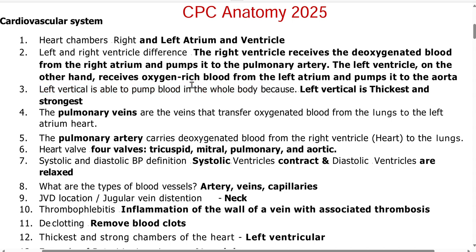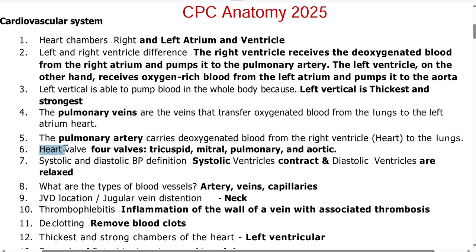3. The left ventricle is able to pump blood to the whole body because the left ventricle is the thickest and strongest. 4. The pulmonary veins are the veins that transfer oxygenated blood from the lungs to the left atrium of the heart. 5. The pulmonary artery carries deoxygenated blood from the right ventricle of the heart to the lungs.